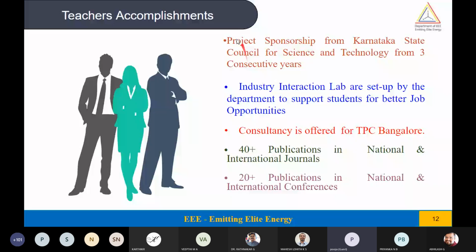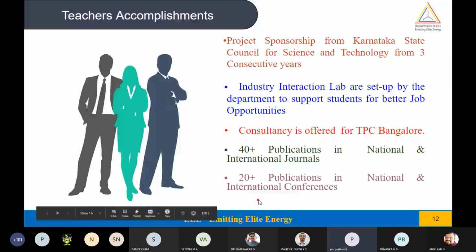Our teachers have also developed a lab, which is supporting our students to get better job placements, and we offer this lab at 3 levels for the students. Our teachers are also involved in offering consultancy to a transformer manufacturing company, Technopower Corporation. The department has produced 40 plus publications in national and international journals, and 20 publications in national and international conferences. Moving on to infrastructure.